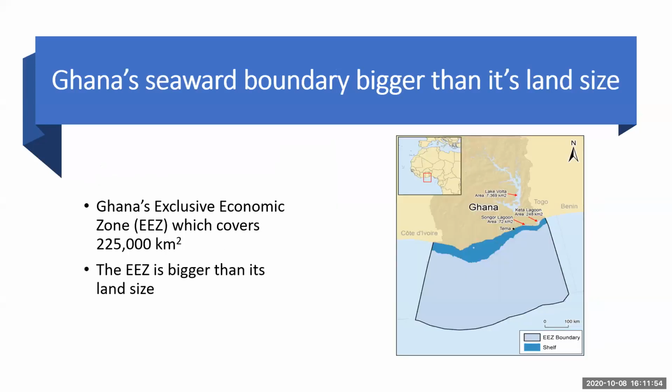Ghana has an exclusive economic zone of about 225,000 square kilometers. And so it's interesting to note that Ghana's seaward boundary is actually even bigger than its landward boundary. So for us, we place a lot of value on the ocean.